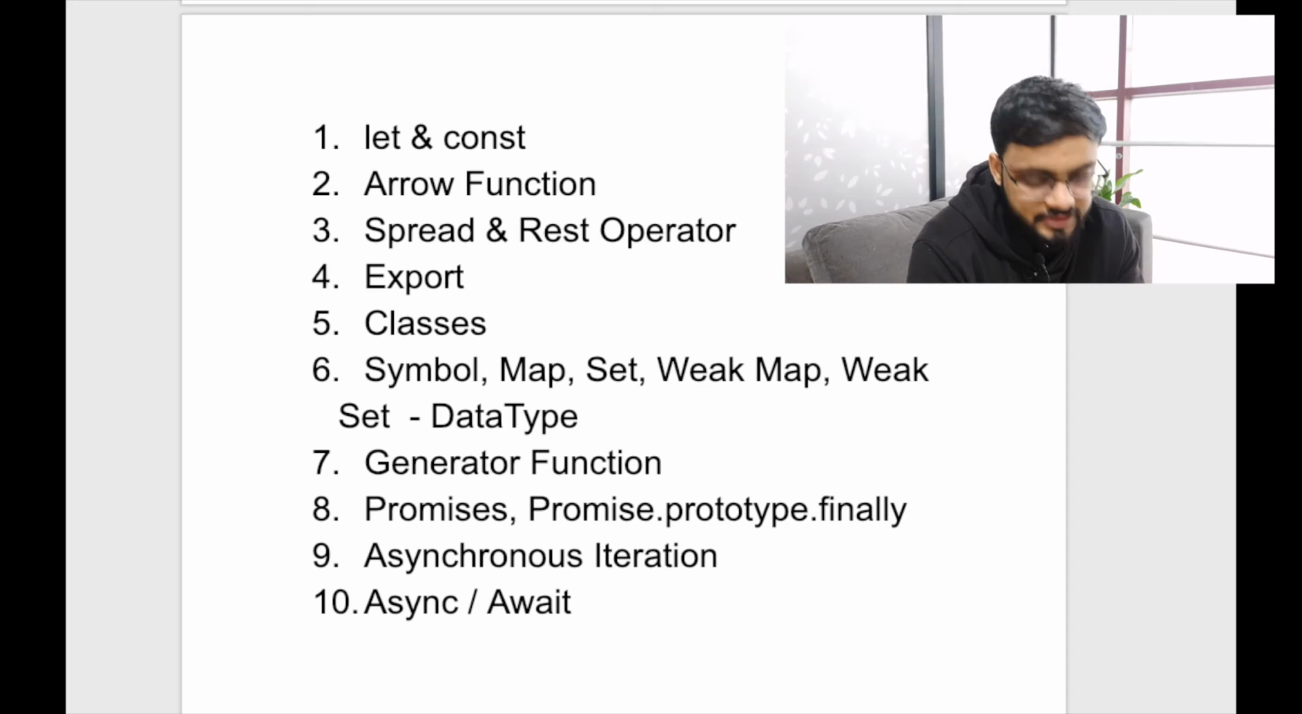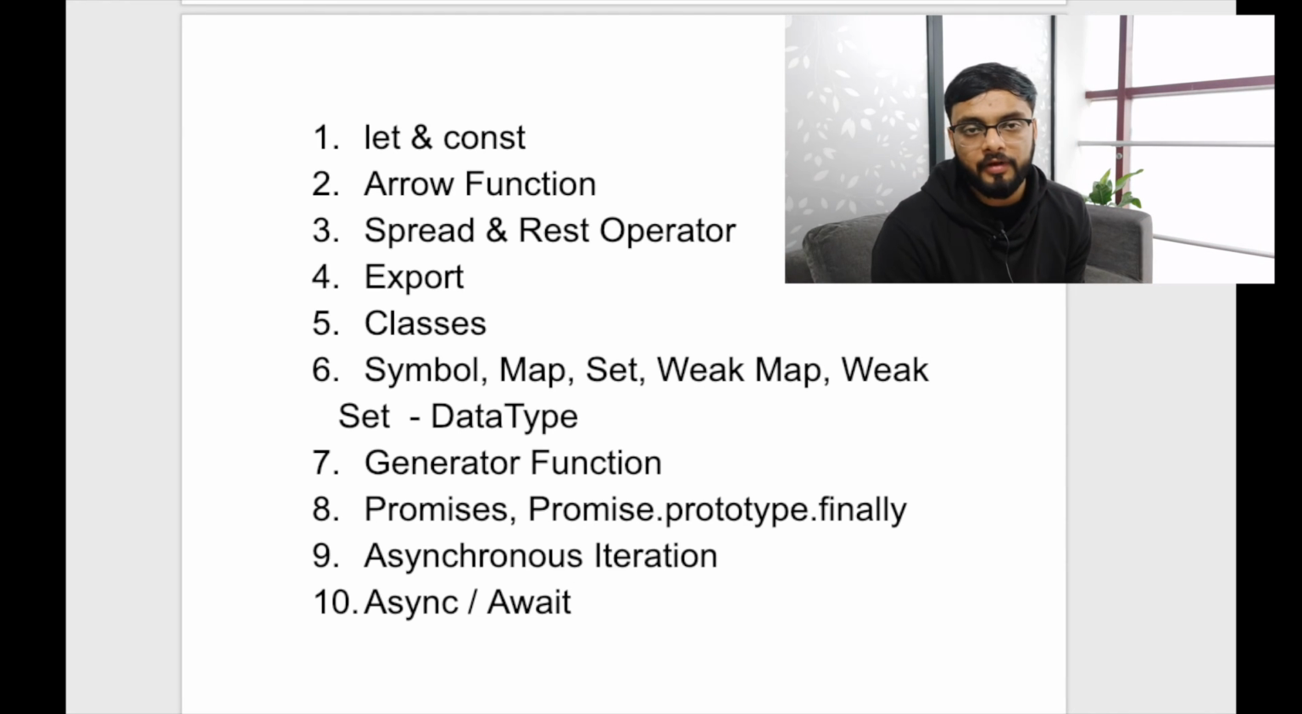And then there are asynchronous iterators. Through the asynchronous iterator feature, you can iterate over asynchronous functions through a for loop or any iterator you like. And then there are async and await. Async await is a way to simplify the use of promises in our code. I think these are a few of the major, most used features.